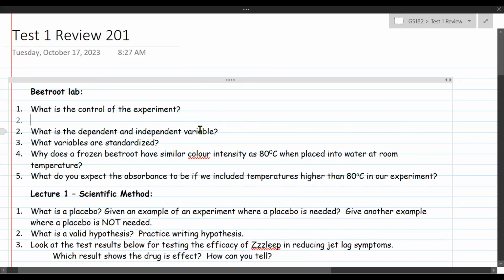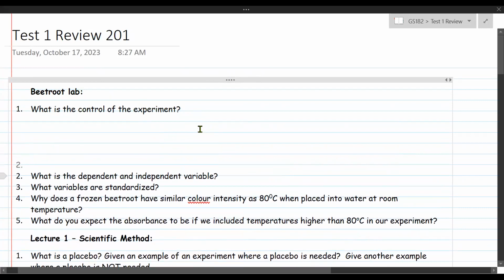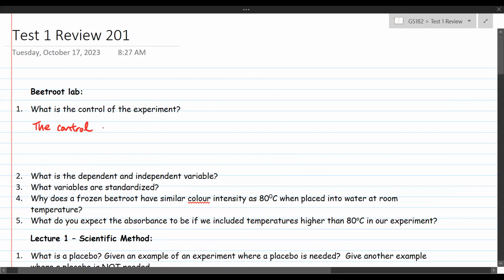Okay, so first question here. What is the control of the experiment? Talking about the beetroot lab. There will be a few beetroot questions on the test, so make sure you familiarize yourself with these ones. So the control is the room temperature test tube.